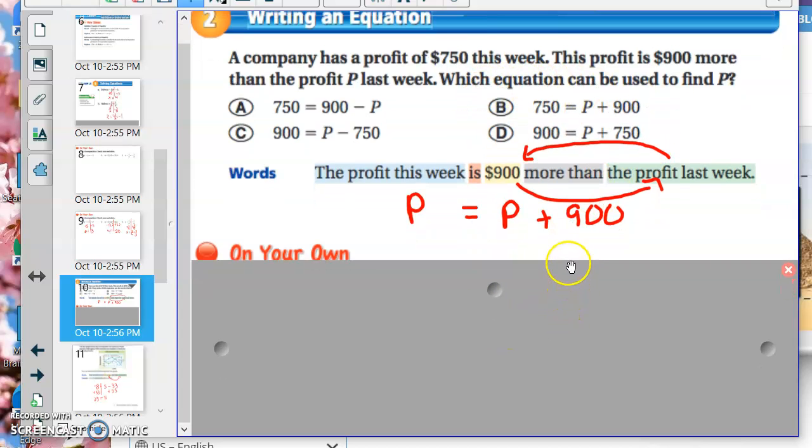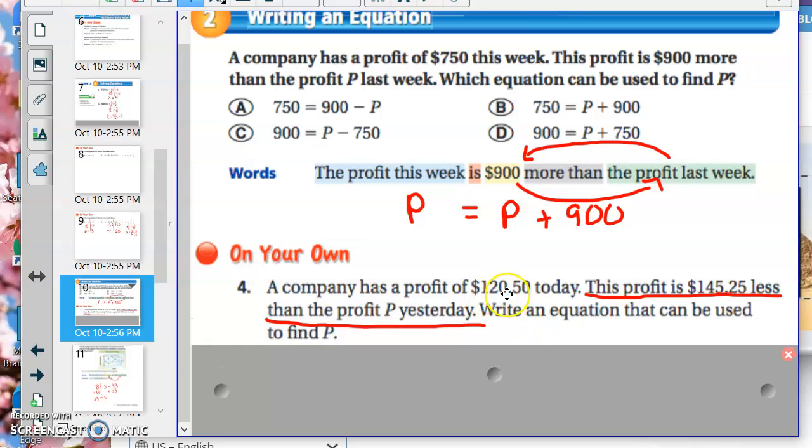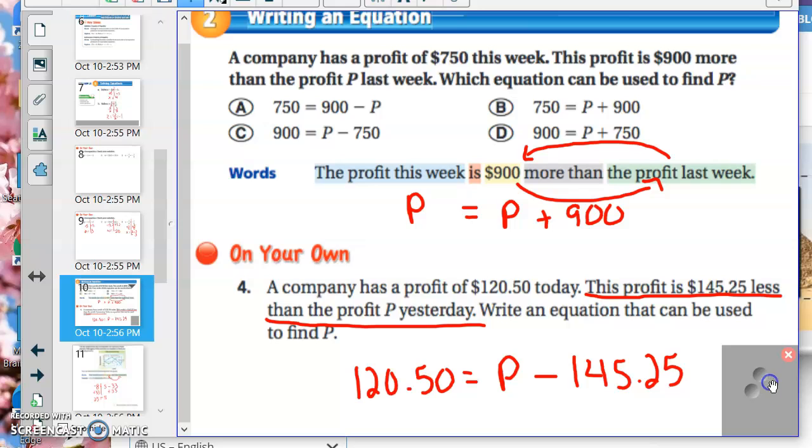Now the second example here says, a company has a profit of $120.50 today. This profit, of course referring to $120.50, is $145.25 less than the profit P yesterday. Well, this profit I replace with 120.50. I replace "is" with equals, and then "less than," just like "more than," is a turnaround word. So I actually start with P and then minus 145.25.